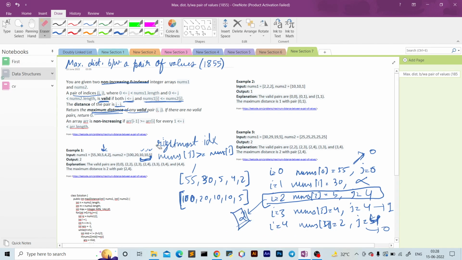Now the reason for finding the rightmost value that is greater than this. Why would this be true? Because the array is non-increasing, which means that if we know this index is greater than or equal to this 5, then all these elements would also be greater than this 5, because the array is non-increasing.